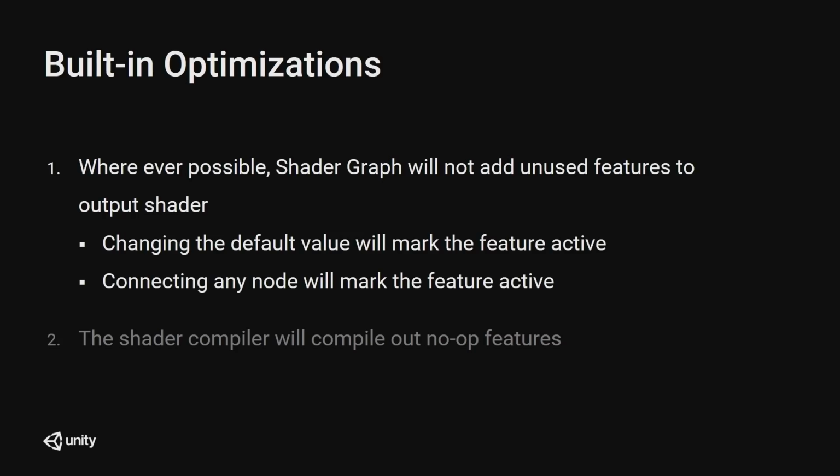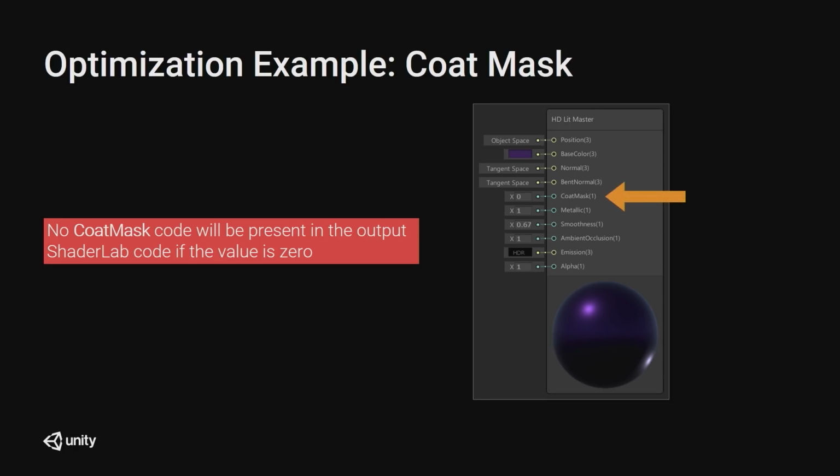Moreover, connecting any node to its port will also mark that feature as active, even if the node value is identical to the default value. Let's look at the coat mask feature as an example. Because I left the coat mask value at 0, which happens to be the default, and there's no node connected, no coat mask code will be present in your output shader code. Now, if I were to change that to 1, or even 0.001, coat mask code would appear in your surface shader code. And tying this back to my earlier discussion point, this is precisely why choosing master nodes is especially important. When you use the HDLit master node, you have to be very careful, as you risk enabling unintended features, preventing Unity from optimizing your shader.